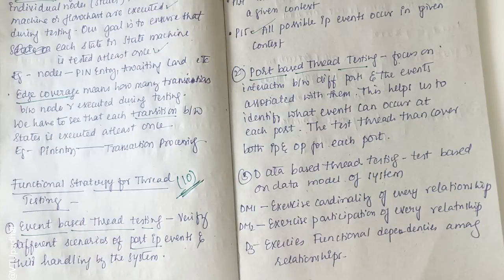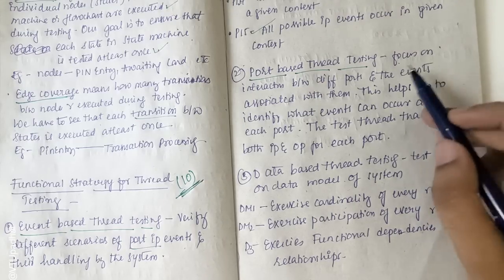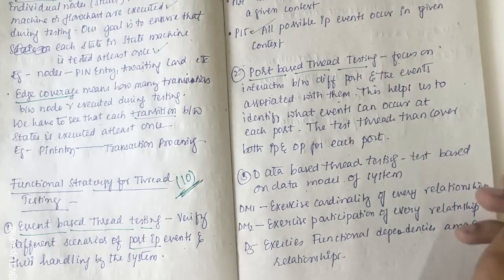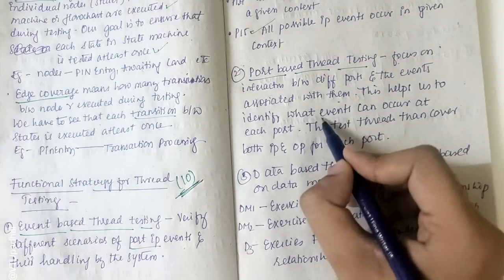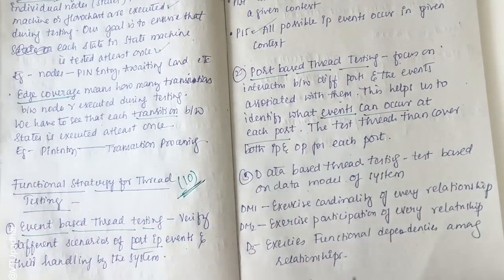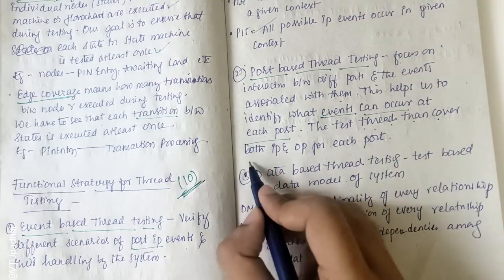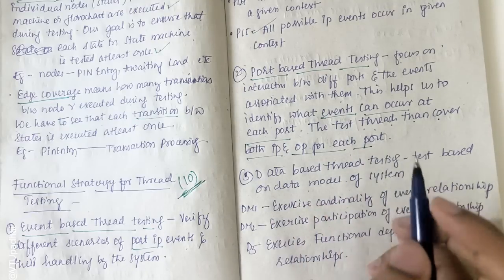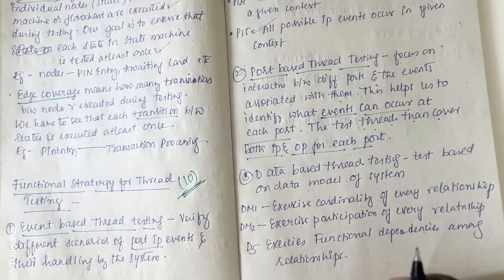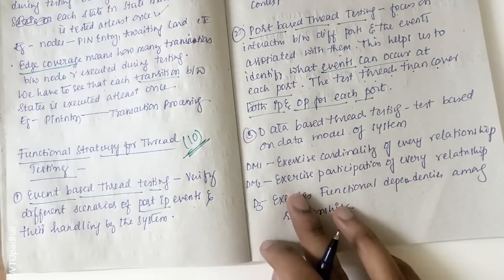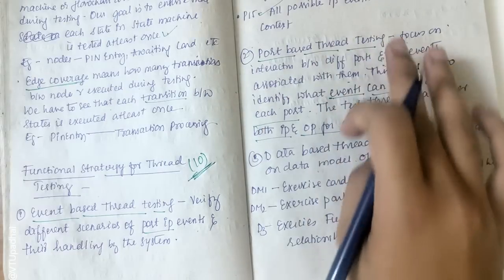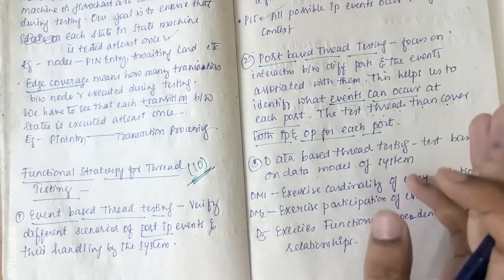In port-based testing, my focus is on the interaction of different ports. Here we have the input ports, output ports, and the events associated with them. This helps us to identify what events can occur at each port, that is, the test threads that cover both input and output for each port. In port-based testing, there are no metrics. You just have to write about it.